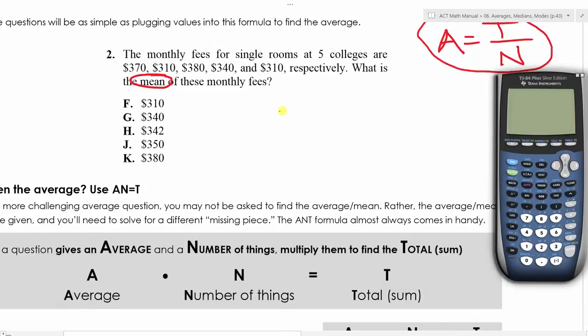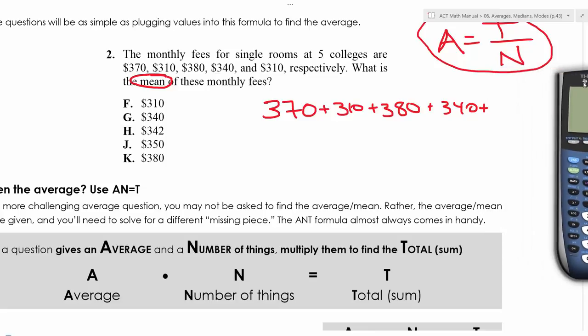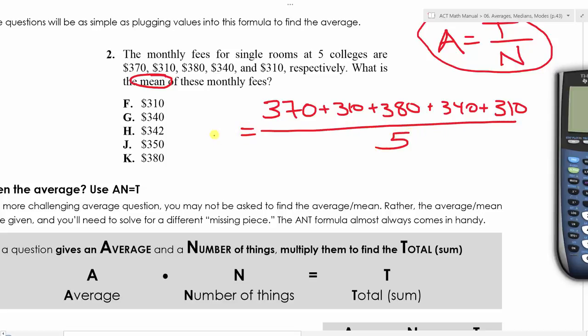So I'm going to go ahead and circle mean because that's what they are asking. Well, we would just go ahead and I'm going to actually write this down. I'm not just going to do it in the calculator. I want a record of it on paper. So 370 plus 310 plus 380 plus 340 plus another 310, and we divide by 5, and that will give us our average.